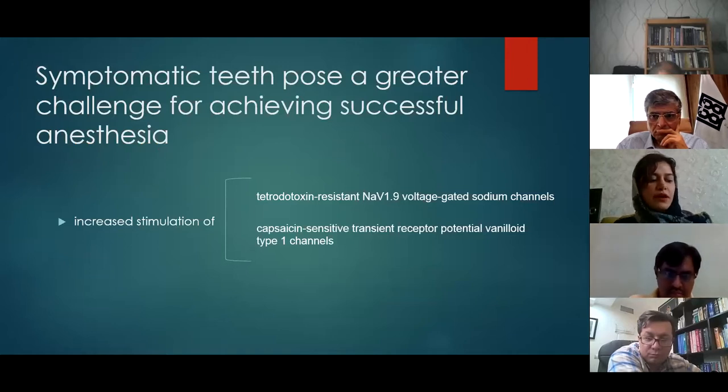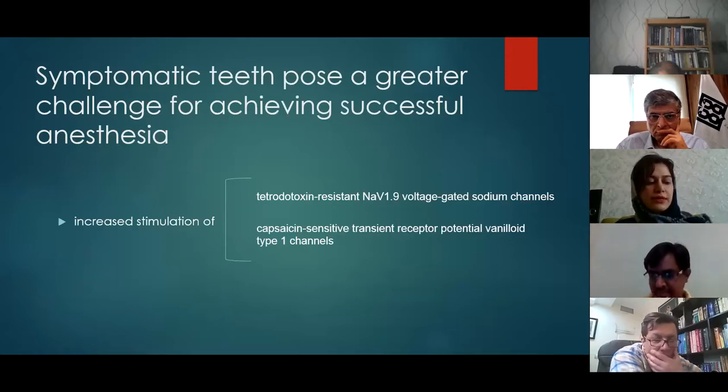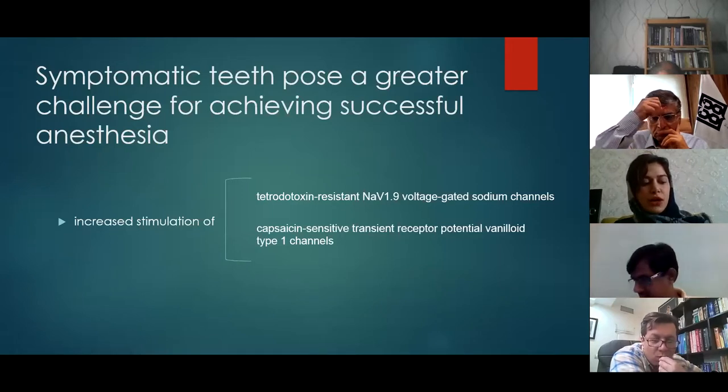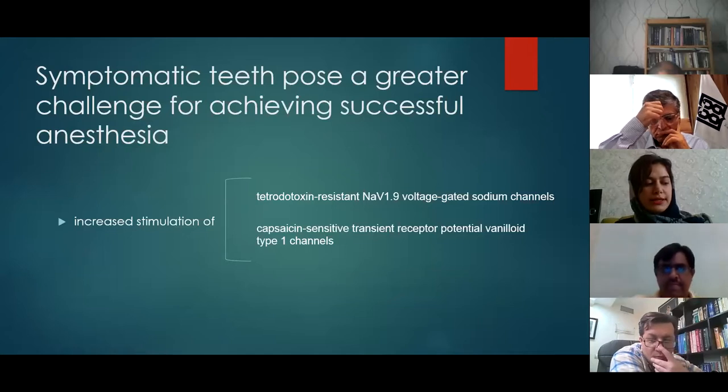It is more difficult to successfully anesthetize teeth with irreversible pulpitis. This might be due to increased stimulation of special channels in the membrane of neural cells that are more resistant to local anesthetic agents.